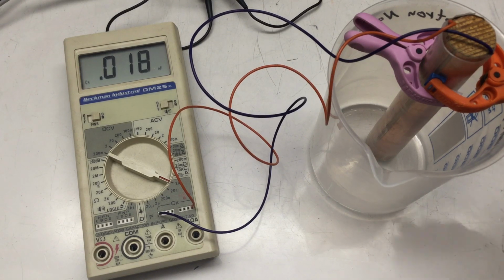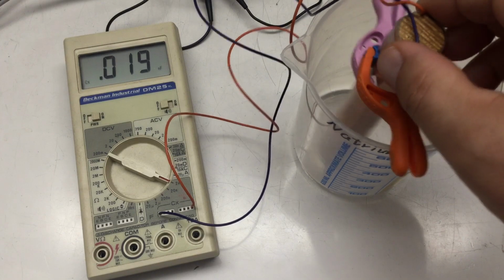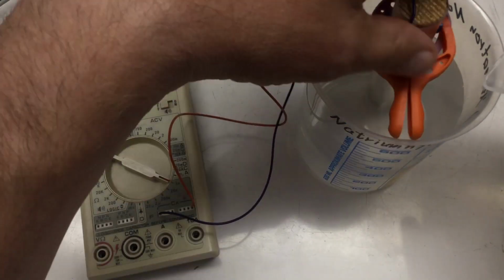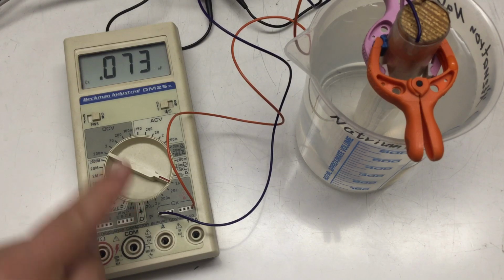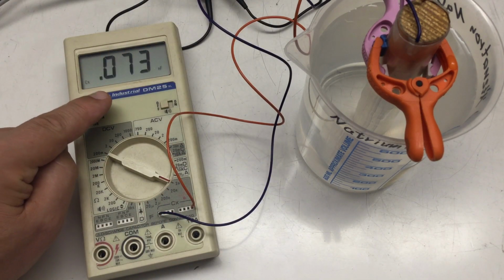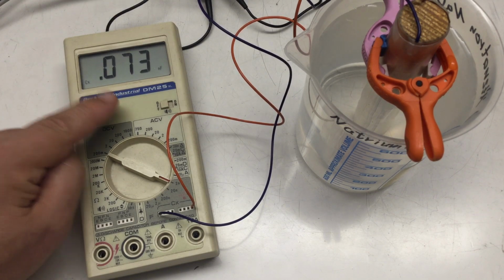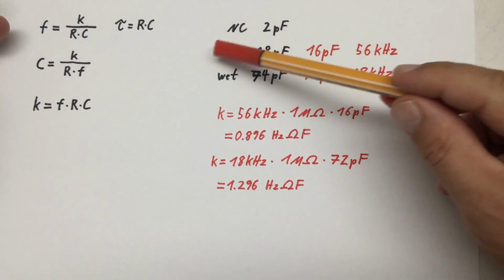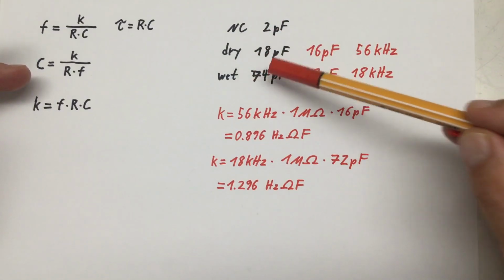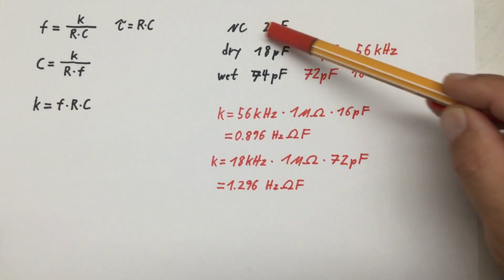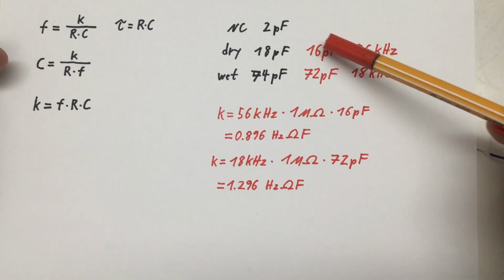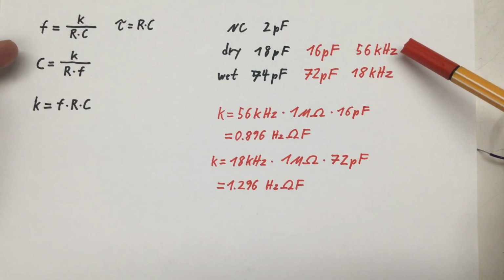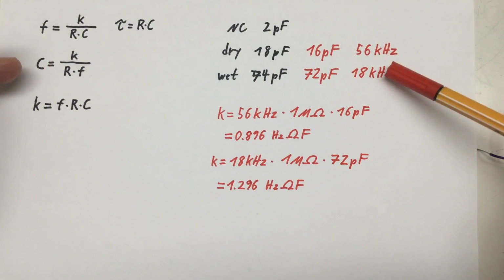Now let me fill that up to the 600 milliliter line again. Okay, so including the leads, we are here at, let's say, 74 picofarads. With no connection to our multimeter, we measured 2 picofarads, dry 18 picofarads, and wet 74 picofarads. So we can subtract that offset here with nothing connected, and we get to values of 16 picofarads and 72 picofarads. At frequencies, we measured with an oscilloscope, of 56 kilohertz and 18 kilohertz.